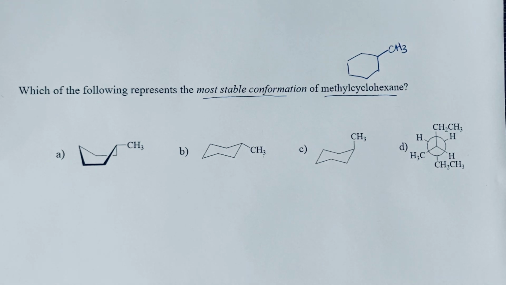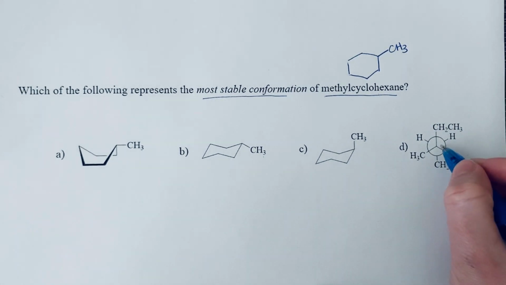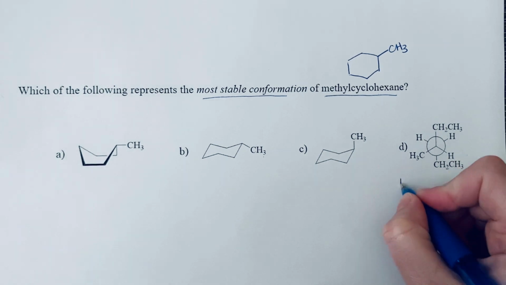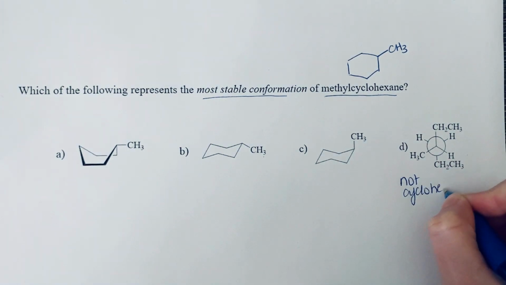And so if we are looking for the most stable conformation, we want to make sure that these are all actually cyclohexanes, and you might notice right away that D is not a ring. It's the Newman projection of some other hexane. It looks like just methyl hexane. So this is not a cyclohexane, so we will not consider D.